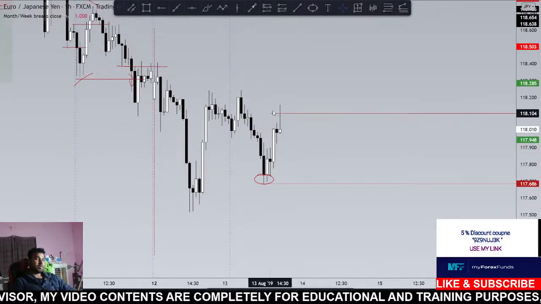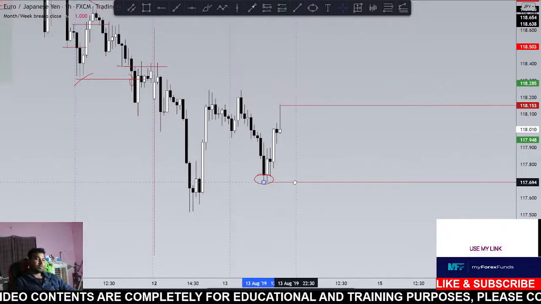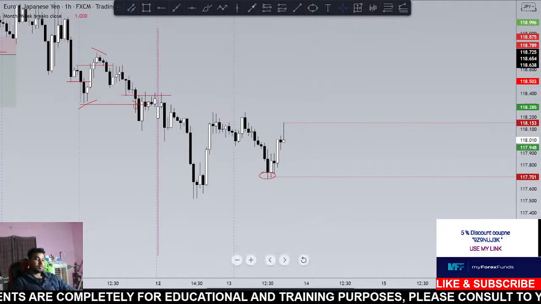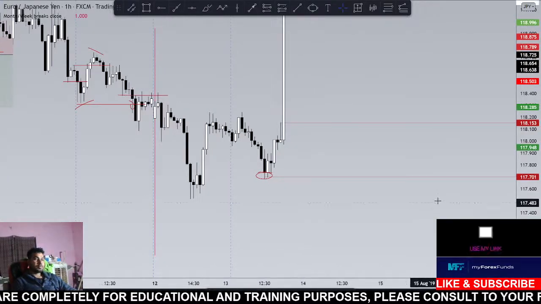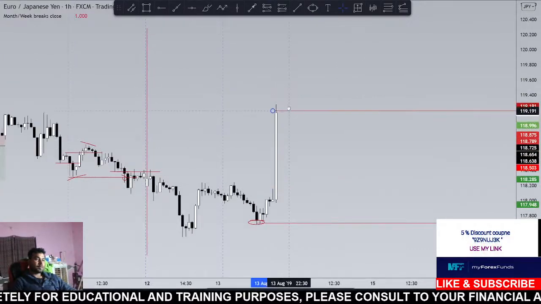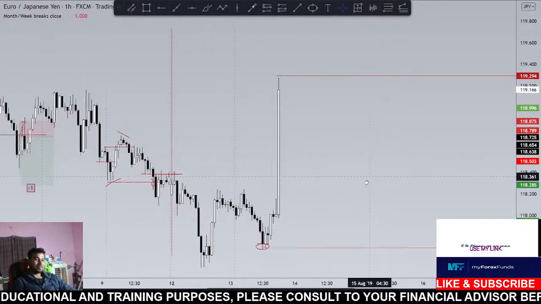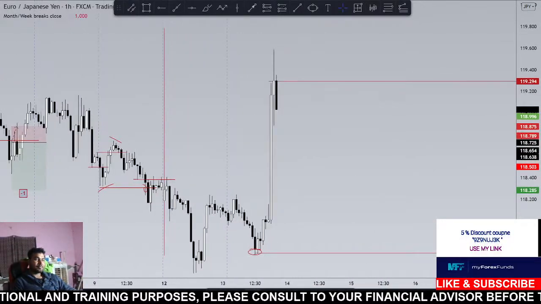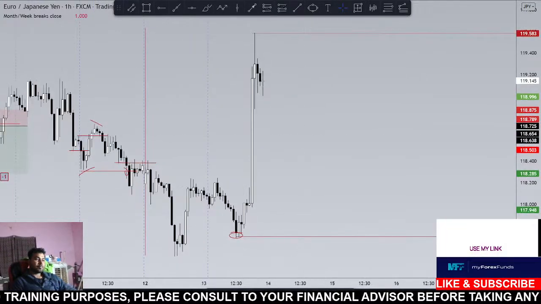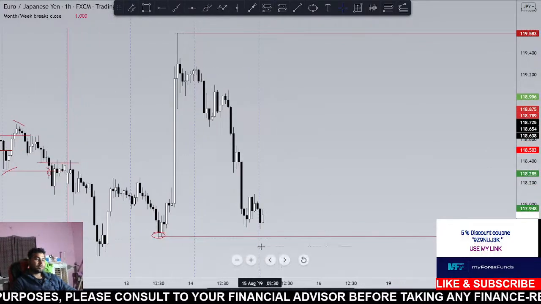The market is completely volatile. It's crazy. You know, in this type of market condition, it becomes very difficult to make profits. See the volatility, a lot of volatility in the market. We are in a large range.